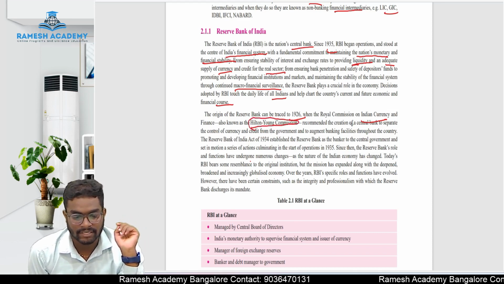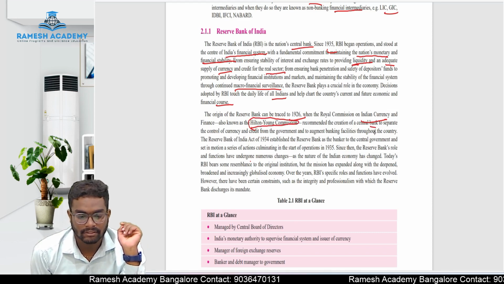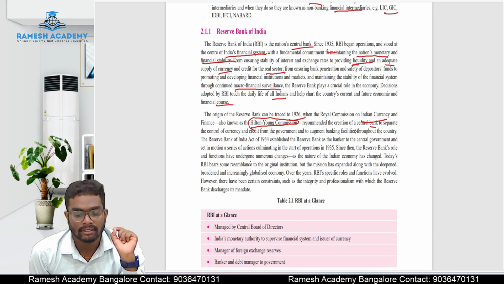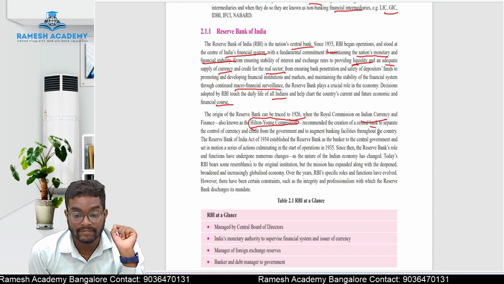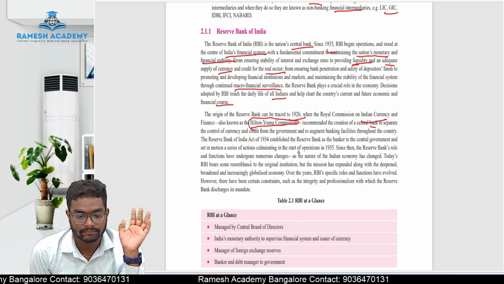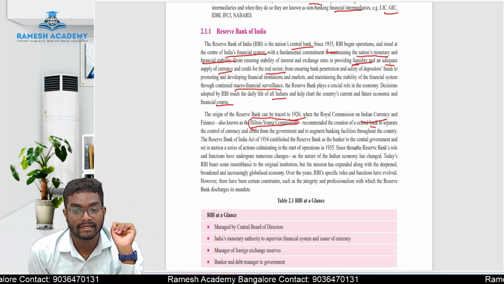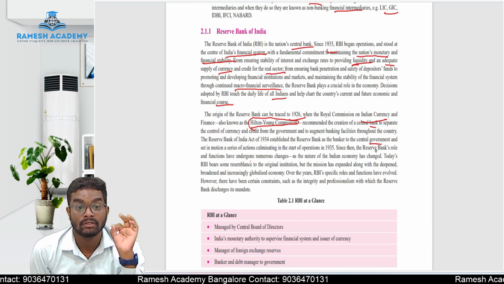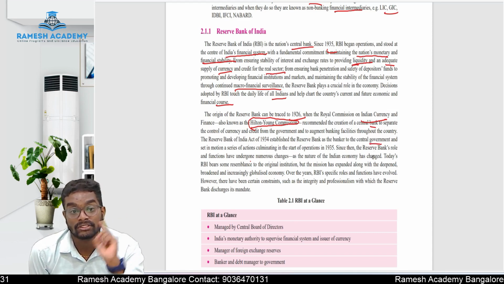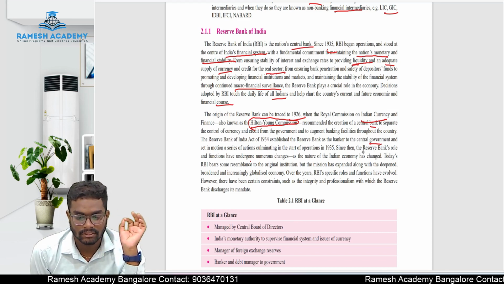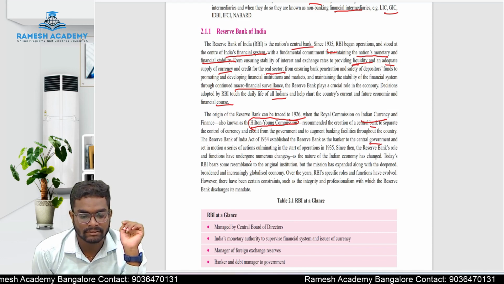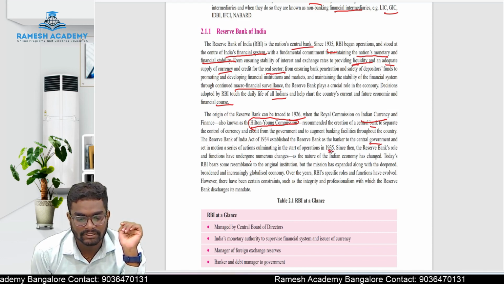The Hilton Young Commission recommended the creation of a central bank to separate the control of currency and credit from the government and to augment the banking facilities across the country. The Reserve Bank of India Act of 1934 established the Reserve Bank as the banker to the central government. So the first function is that it is a banker to the central government or the governments, and set in motion a series of actions culminating in the start of operations in 1935.